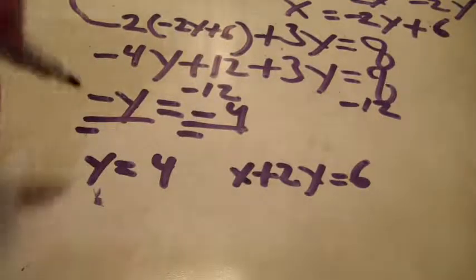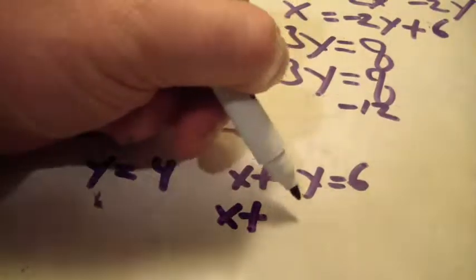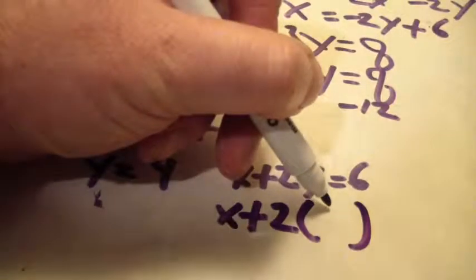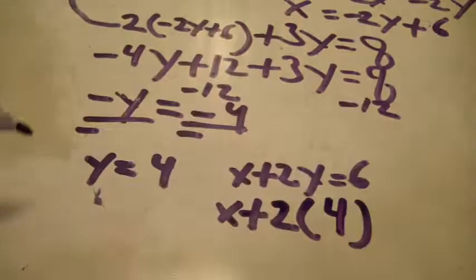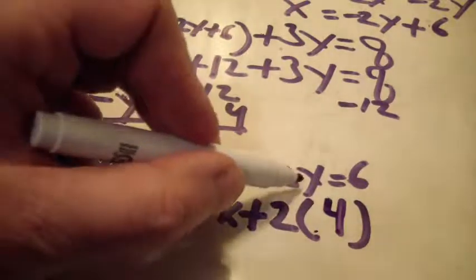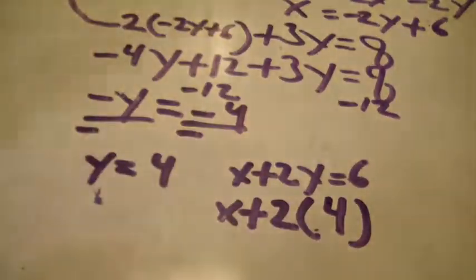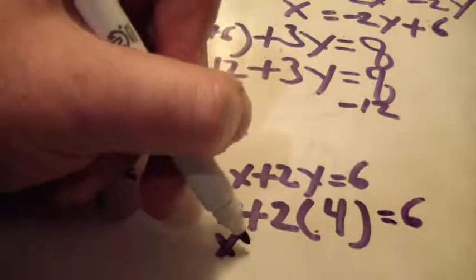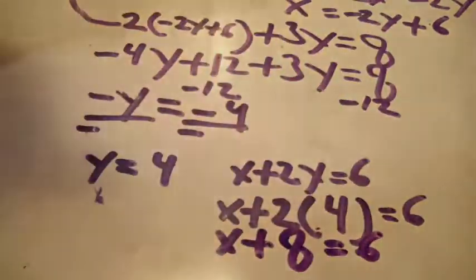So let's do it. x plus 2, and put the parentheses, which signals multiplication when it's next to a digit. And you're going to put this 4 there. See that? We put this 4 right there because it's 2y, and this is 2y substituted. We put a 4 there, equals 6. So x plus 8, 2 times 4 is 8, equals 6.